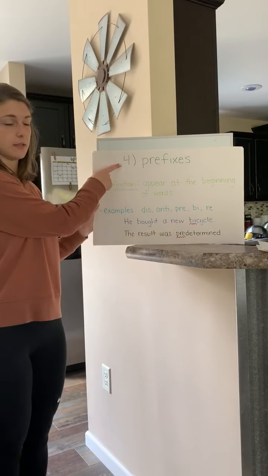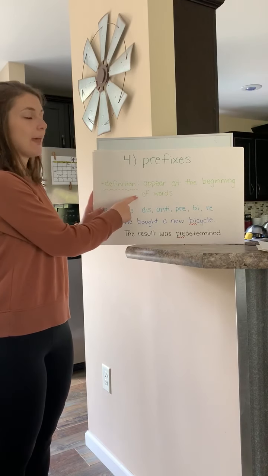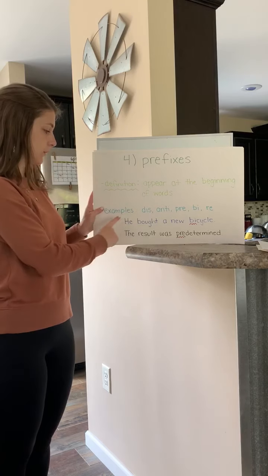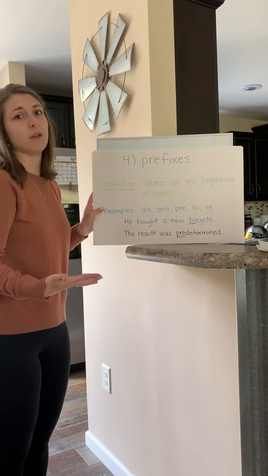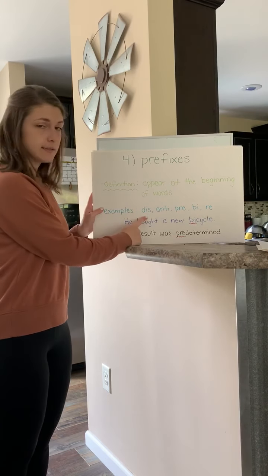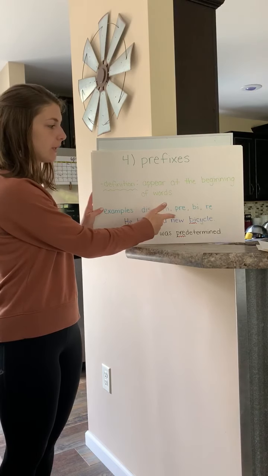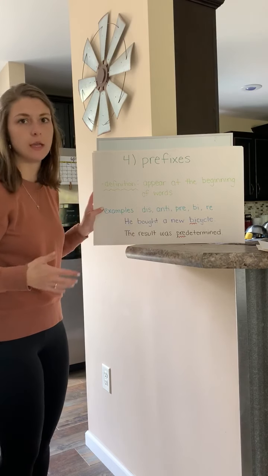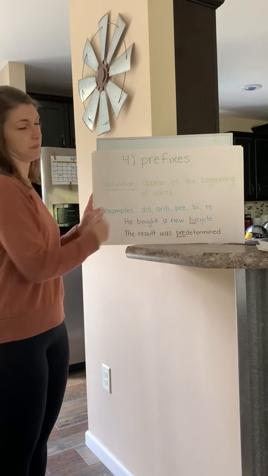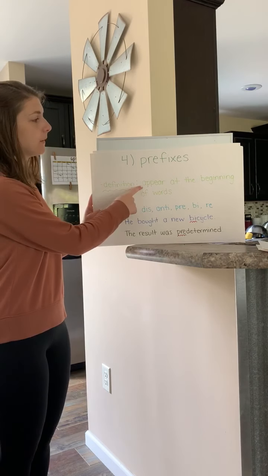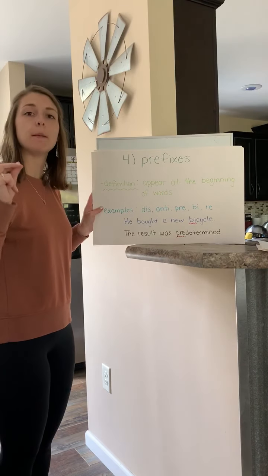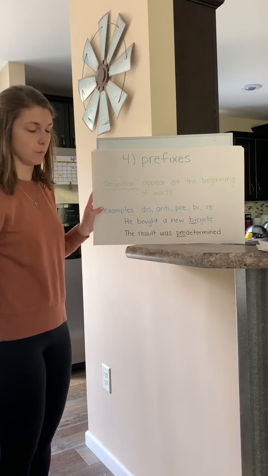So, prefixes. These appear at the beginning of words. So some examples, and you probably have heard this before: dis, anti, pre, bi, re, and there's so many more that aren't even listed on here. But they're at the beginning of the word that, remember, they modify the meaning of the word.